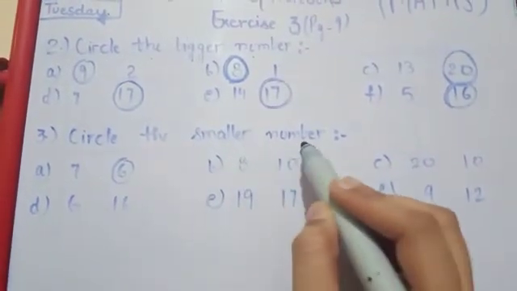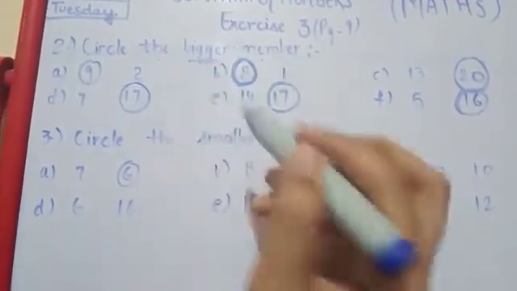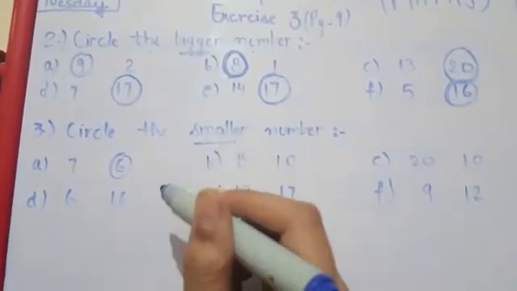Circle the smaller number. Now अभी तक हम लोग क्या कर रहे थे? बिगर नंबर को सर्कल कर रहे थे ना. Now we have to circle the smaller number.